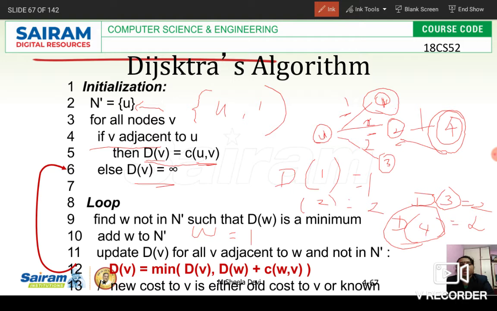Clear? Okay. Next, update d of v for all v adjacent to w and not in N dash. So what we have to do? We have to check with all the nodes. Okay, update d of v. We have to calculate the distance of all the nodes. If we pass through this node called 1, what is the cost? Whichever path is minimum, that should be considered as the best path. Clear? So first node is 1.